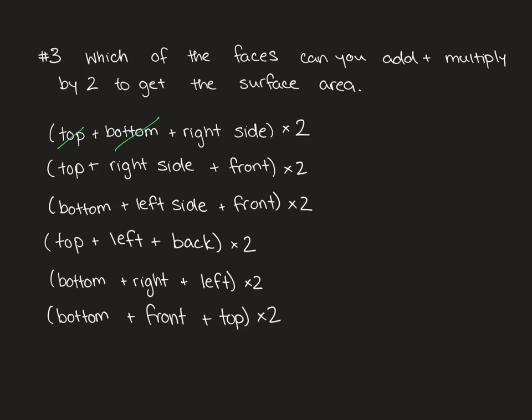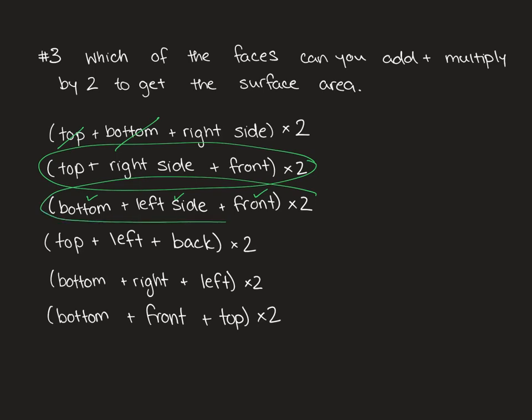What about the next one? If we have the top, the right, and the front, can we add those ones and multiply by 2? We can use these ones because there's no duplicates here. What about the bottom, left, and front? Part of what I think about as I do this is the bottom, the opposite is the top. Is the top also in the list? No, it's by itself. The left, the opposite would be the right. Is the right also in the list? No. The front, the opposite would be the back. Is the back also in the list? No. So we have the 3 different distinct sides. So this one would work.